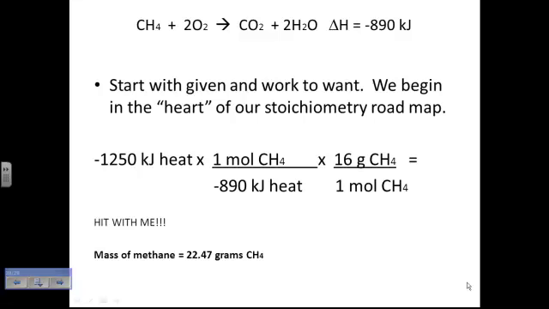Starting in the heart of our problem, we hit on the calculator negative 1250 divide by negative 890 times 16. Ratio, then multiply, step 2, step 3. The mass of methane on our calculator, 22.47 grams.